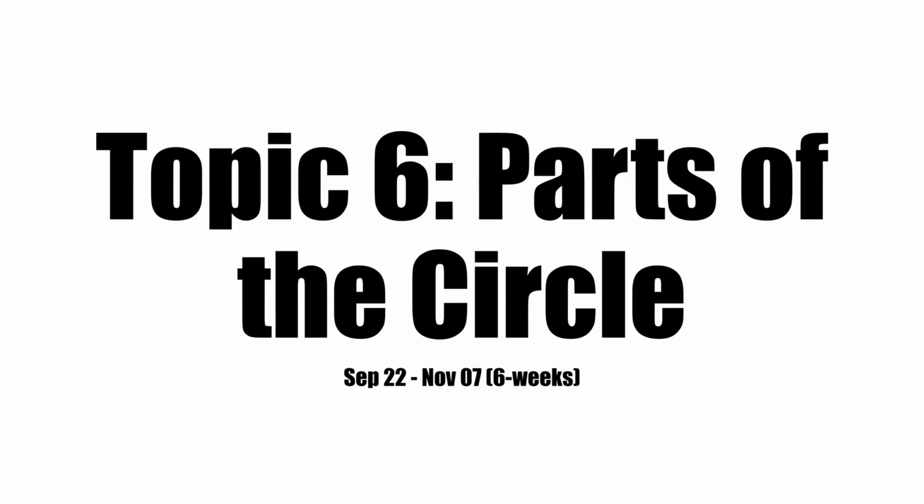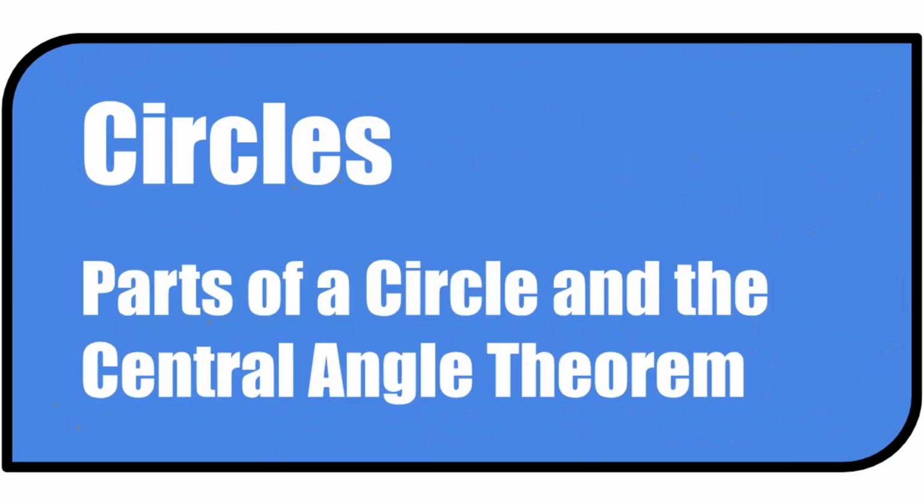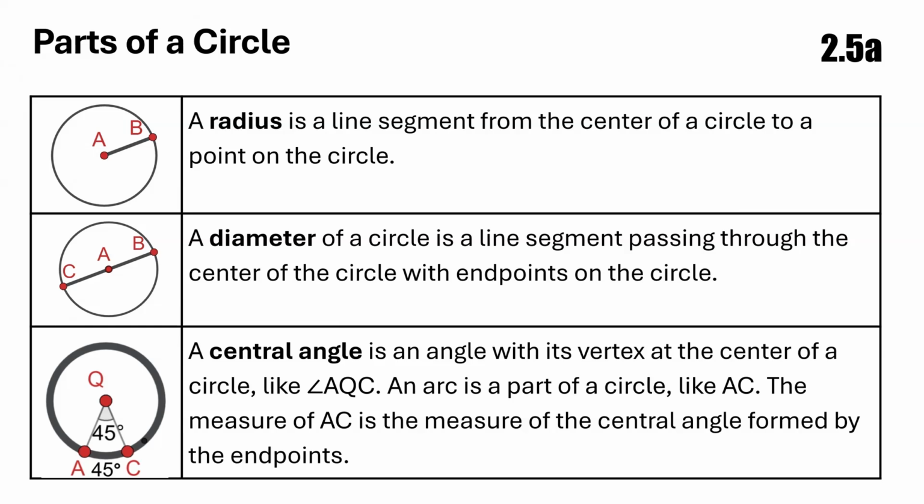The next lessons will be about circles. This lesson will go over the parts of a circle and the central angle theorem. The radius is any line segment from the center of a circle to a point on the circle. The diameter of a circle is any line segment that passes through the center of the circle with endpoints on the circle.